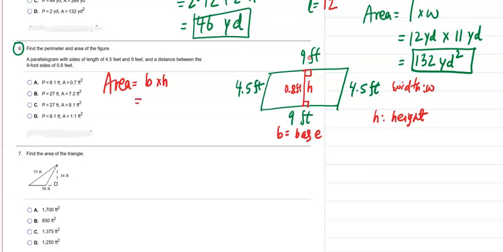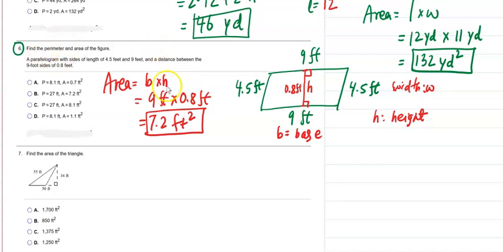The B here is 9 feet times the height, 0.8 feet. If you multiply 9 and 0.8, you get 7.2 feet squared. It's called square feet. That's the area.